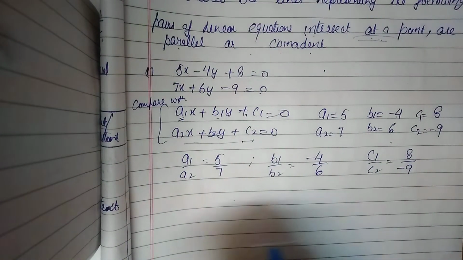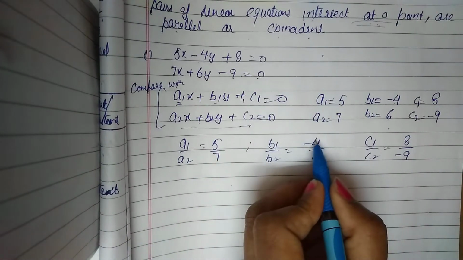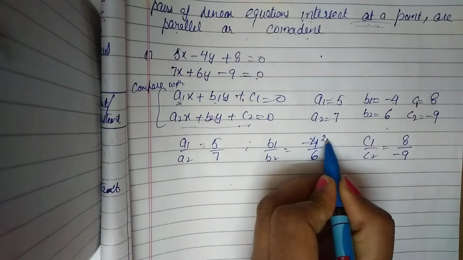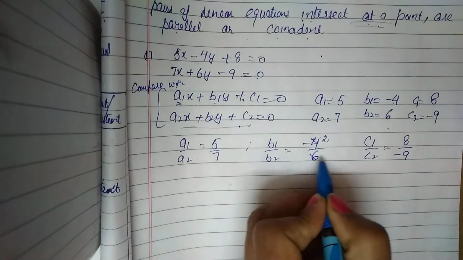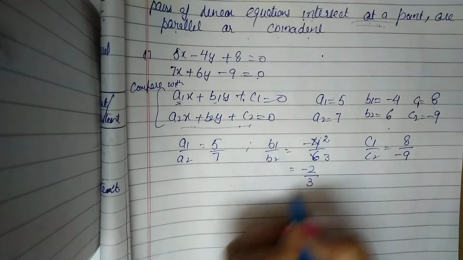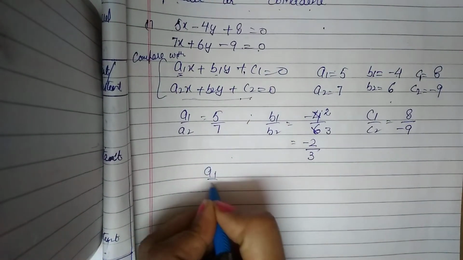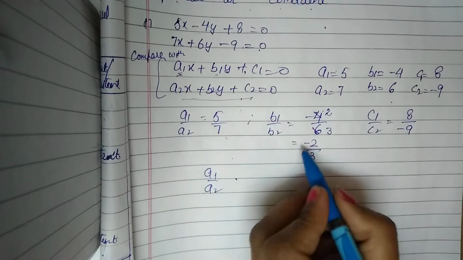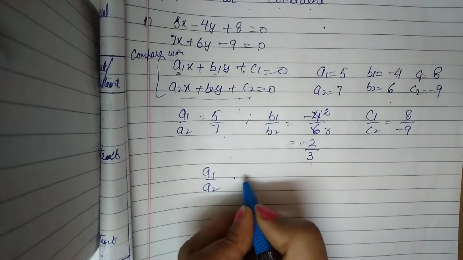Now we see that it can also be written as 2 divides 4. Both terms are divided by 2. So 2 twos are 4, 2 threes are 6. So our ratio is minus 2 upon 3. Now let us see, a1 upon a2 is equal to 5 by 7, and b1 upon b2 is equal to minus 2 by 3. Both ratios are not the same.